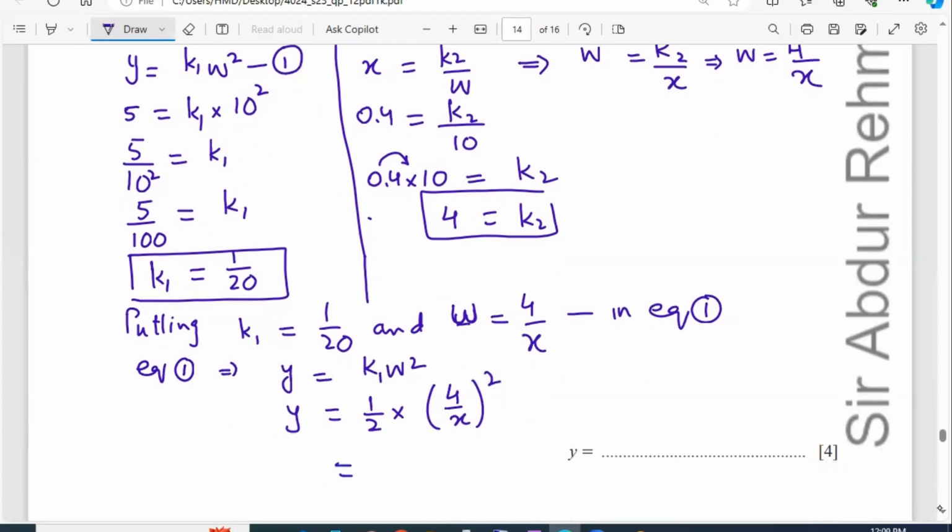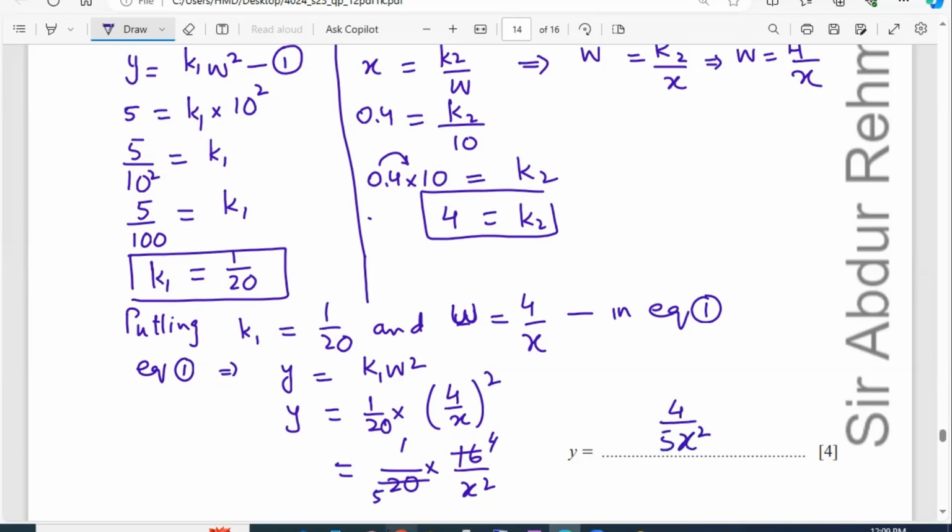We get 4 squared is 16, over 2x squared. Okay, I'm just showing steps here for you. Otherwise, you can write it mentally. So it will be 8 over... K1 was 20 here, so 20. 16 over 20 is 4 over 5, 16 over 25, 4... the 16, 4 5 the 20. Now 4 over 5 x squared is the final answer for this part.